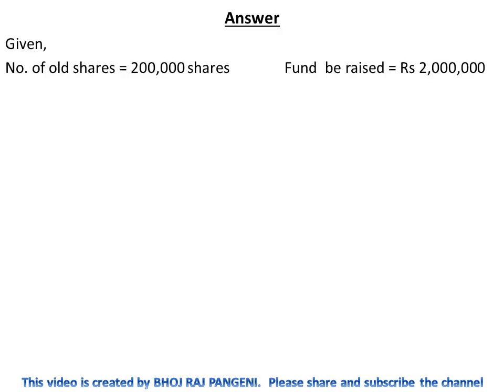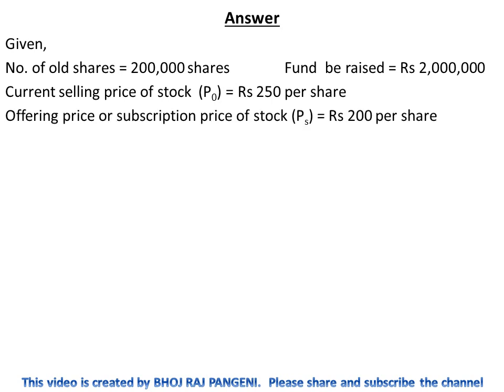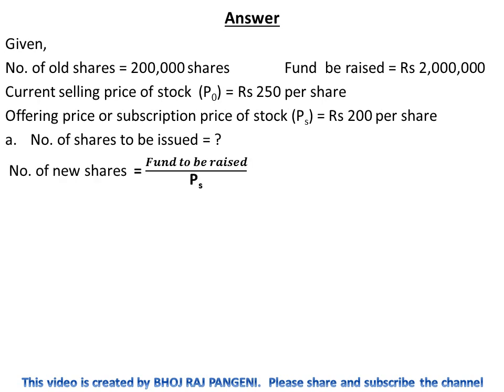Given: number of old shares 200,000, fund to be raised 2 million, current selling price of stock P0 equal to 250 per share. The offering price or subscription price PS is the price offered by the company to its existing shareholders, rupees 200 per share. Part A: number of shares to be issued.